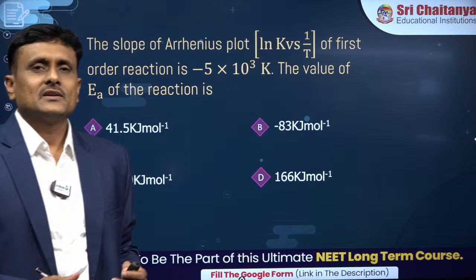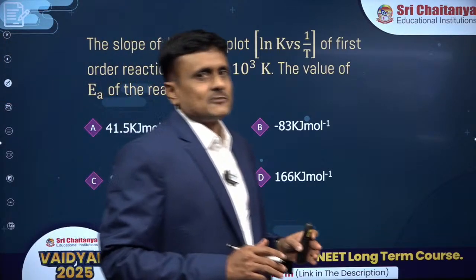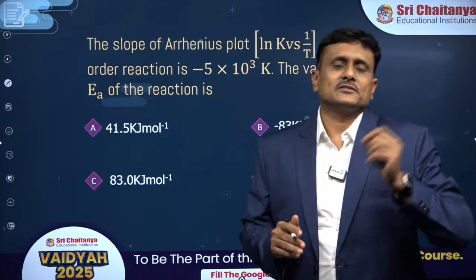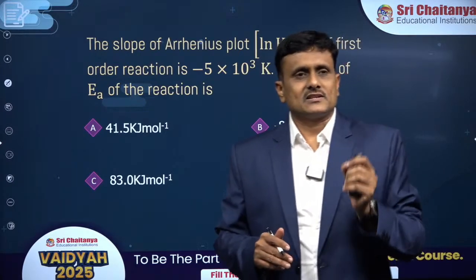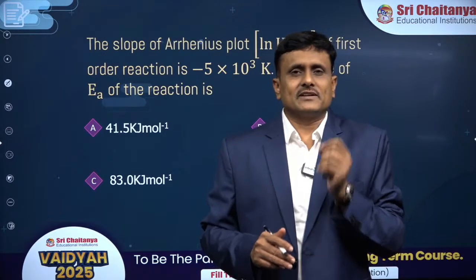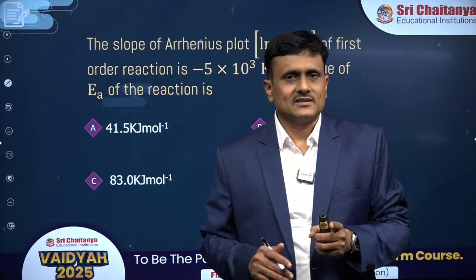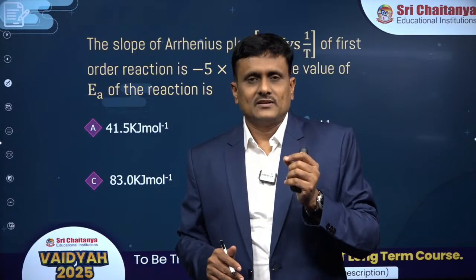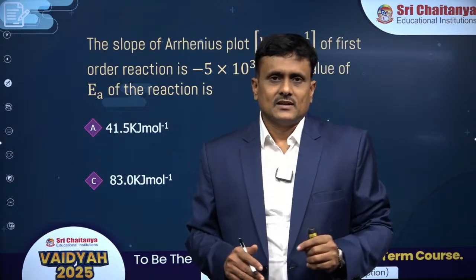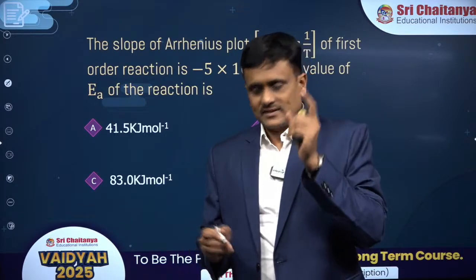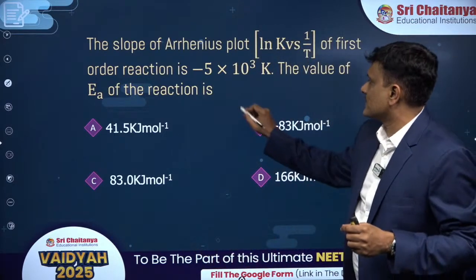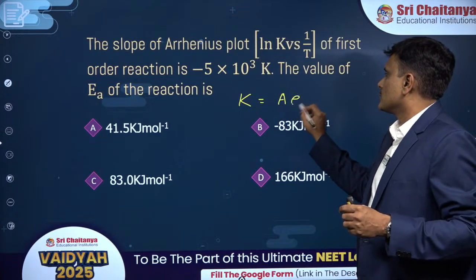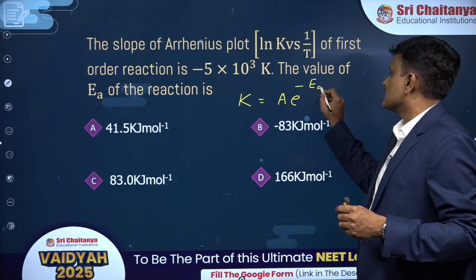Now listen to me, the first question is from chemical kinetics, your favorite, our favorite, Arrhenius theory. If you remember, yesterday also we had discussed one very beautiful question about the activation energy, and today the question is about the slope of the Arrhenius equation. Let me give you some inputs related to the Arrhenius equation. Listen to me, when you take the Arrhenius equation, which is written as K equal to A e power minus Ea by RT.